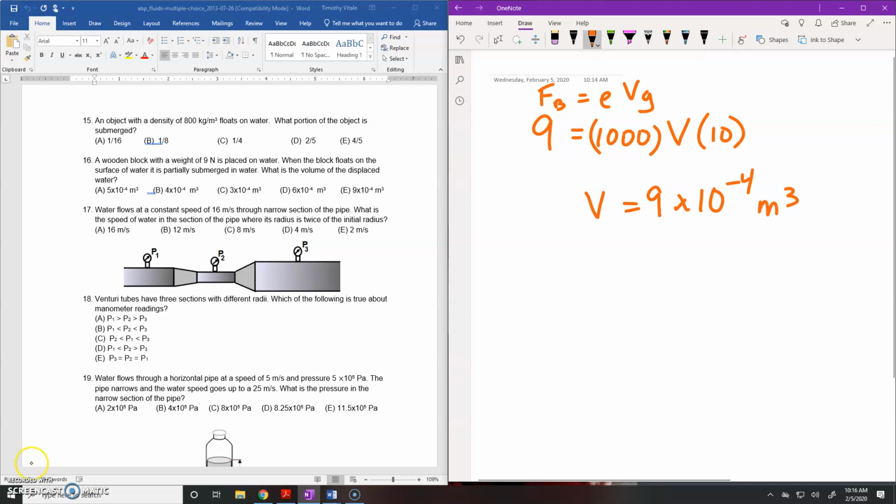The last one I want to go over is number 17, and that goes over this. A1 V1 equals A2 V2. If you double the radius, remember this is a circle, so if you double the radius, that's going to be 4 times the area. So if you 4 times the area, I gotta stop.